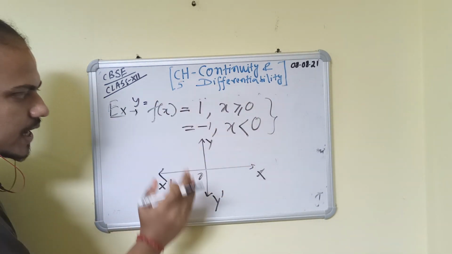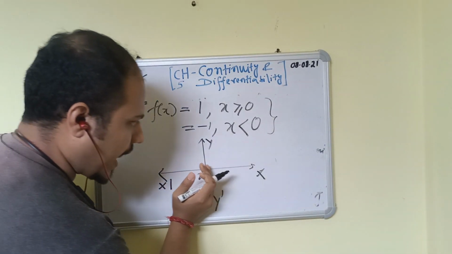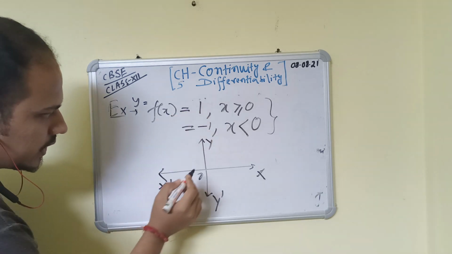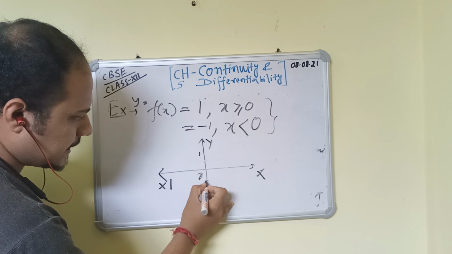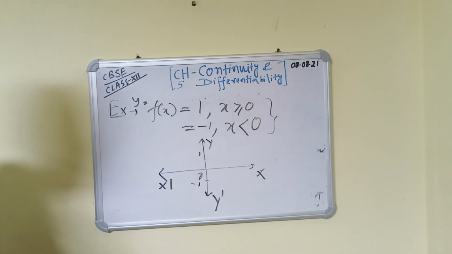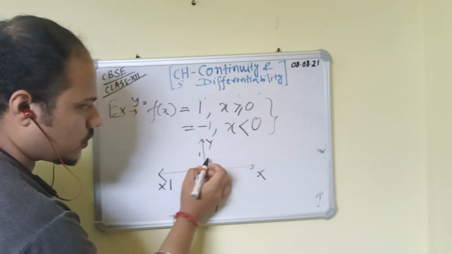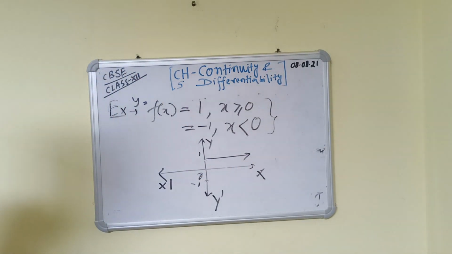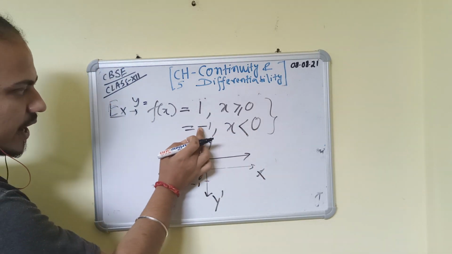So x greater than or equal to 0 means the right hand side of the x-axis. When it is on the right hand side of the x-axis, the value of the function is 1. So let's take, this is your 1 for y, this is your -1. When x is positive, the value of the function is 1. So that means we can draw this type of line. And when x is negative, that is -1.